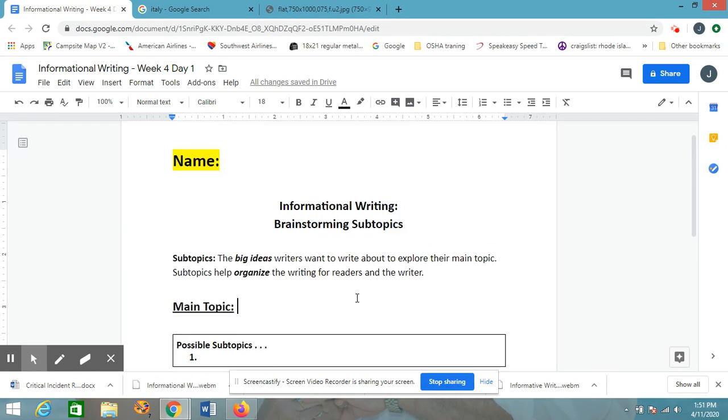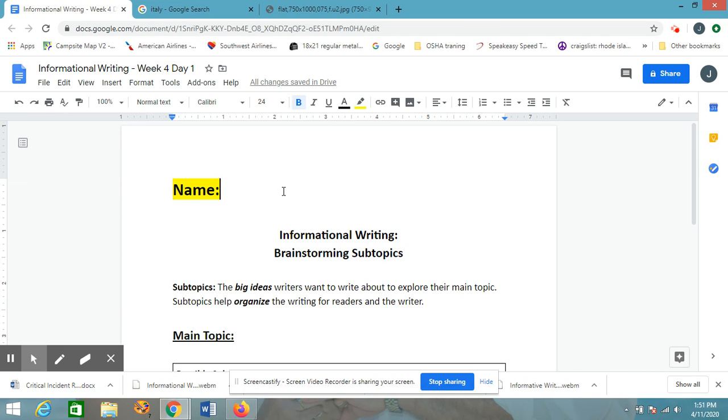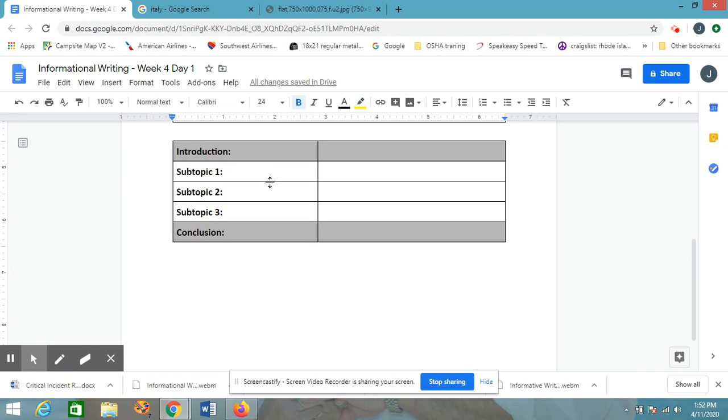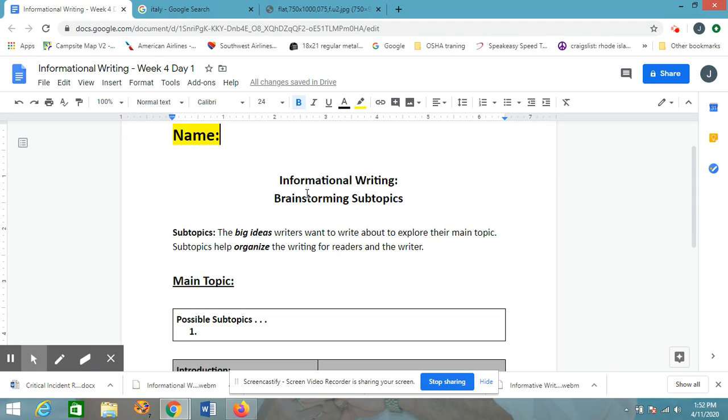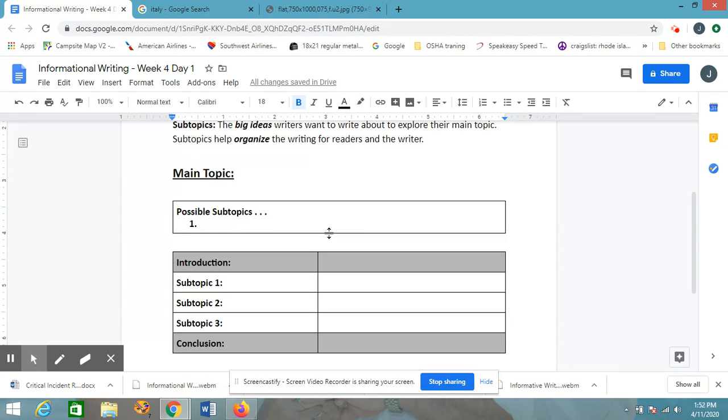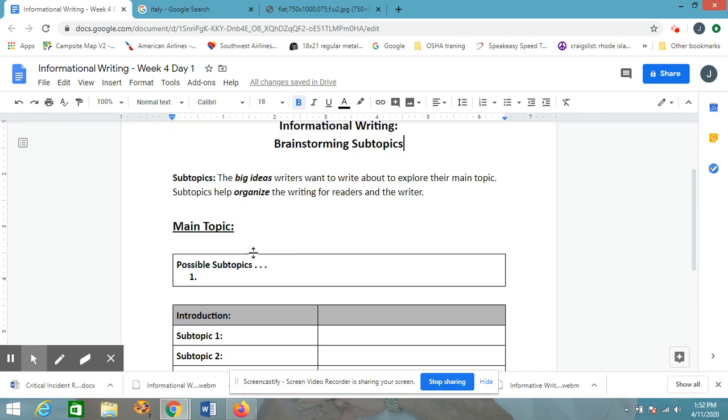But this week we are going to take it quite a few steps back, and we're going to go right back to making the outline. And for the whole week, we're going to just focus on brainstorming subtopics. You can see where I just highlighted. So brainstorming subtopics. When we're writing informational writing, we'll be writing about a main topic, which could be anything.